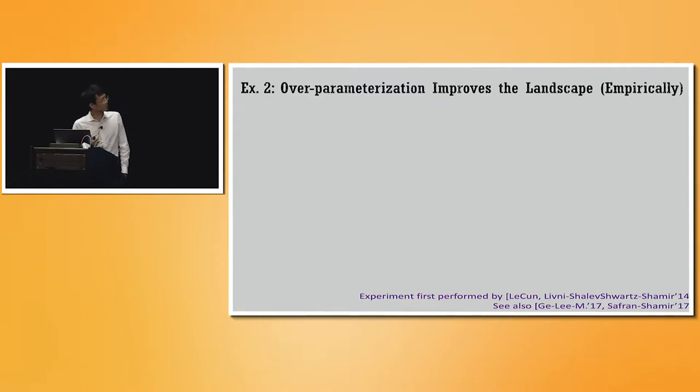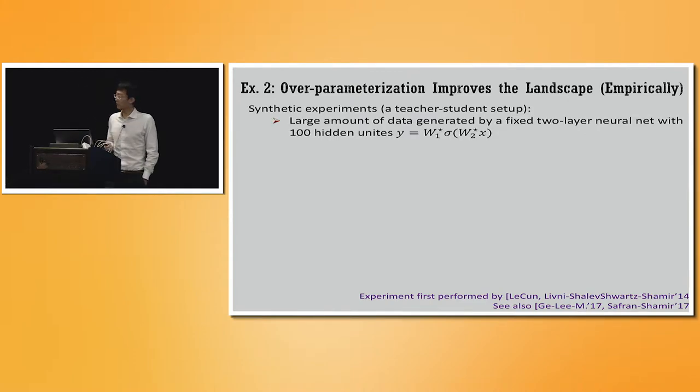So the next example I'm going to give about how we change the landscape is over-parametrization. We know that over-parametrization empirically helps to improve the landscape. So here is an empirical experiment. We have some synthetic experiments so that we know more about the ground truth. We have a teacher-student setup, in the sense that we generate a large amount of data, effectively an infinite amount of data, by a fixed two-layer network with 100 hidden units. Let's call this network W1 star, W2 star. So Y equals W1 star sigma of W2 star X.